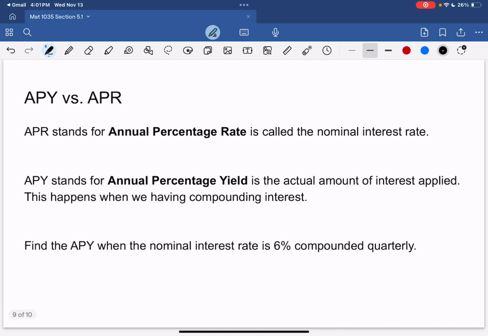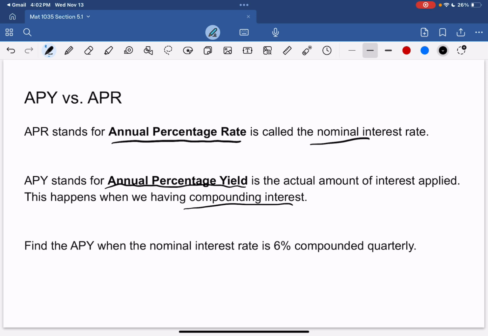All right, so the last thing that I want to talk about is APR and APY. So APR is the annual percentage rate, and we often call that the nominal rate. That means that's the rate in theory or in name. So, for instance, you go to buy a car and they tell you, well, it's 7% APR. Okay, so that's the rate that they give you. However, the annual percentage yield, APY, is the actual amount of interest applied. And that happens when we have compounding interest more than once a year.